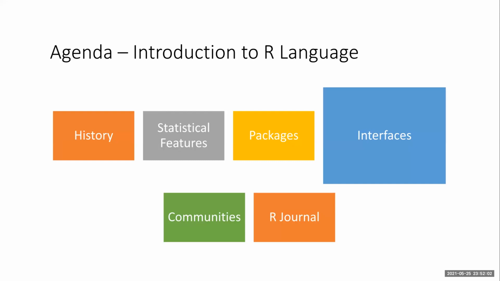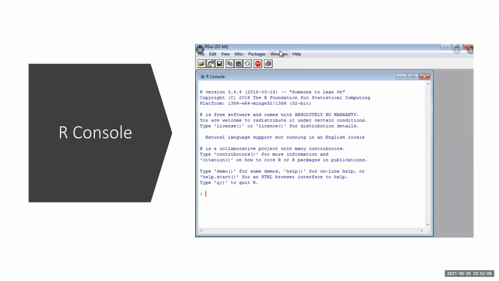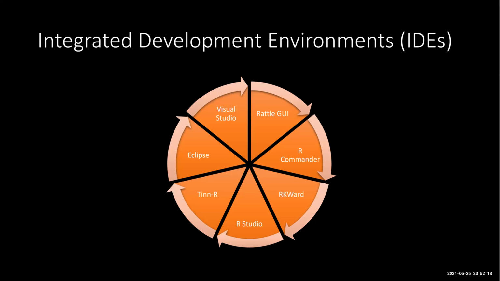Now we'll talk about interfaces we can use for R programming. Traditionally, users have used the R console to use R, but currently there are better interfaces available to write and run R code. Recently, different integrated development environments called IDEs were created. Different IDEs include RGui, R Commander, RKWard, RStudio, Tinn-R, Eclipse, and Visual Studio. In our analysis, we'll be mostly using RStudio for running our code.